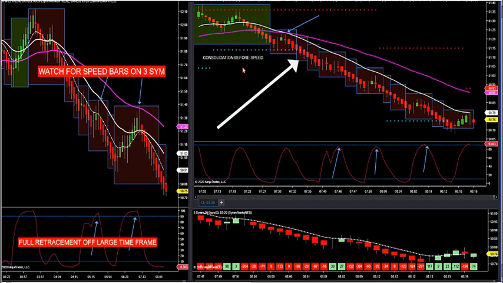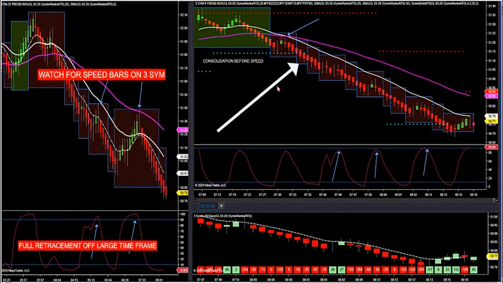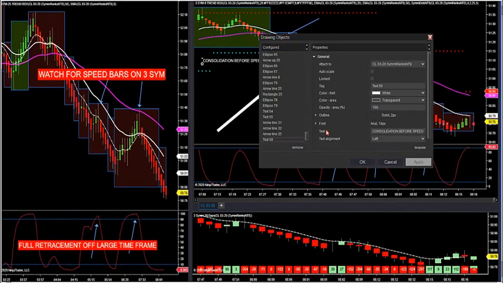So what we have to do as traders is find out where is the best time to place an order based upon volatility. Because if you are playing volatility, you have speed in the market. And that's the beauty of the trend box: it tells me where the speed is. So what I want to do is see consolidation before speed. So if trend is down, I want to see a consolidation box.